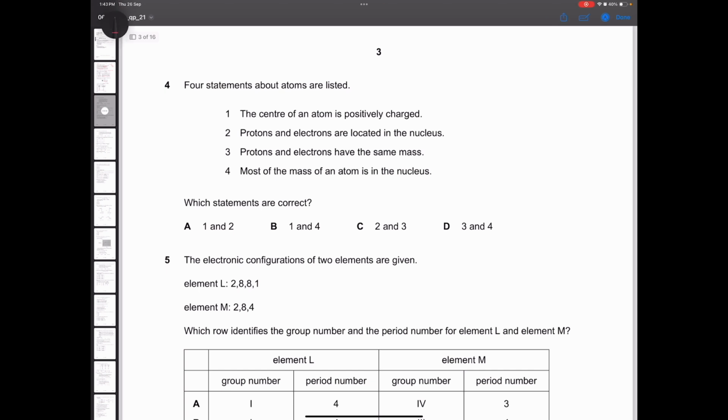Four statements about atoms are listed. The center of an atom is positively charged. This is true. Protons and electrons are located in the nucleus? No. In the nucleus, only protons and neutrons are there. Protons and electrons have the same mass. Incorrect. Most of the mass of an atom is in the nucleus. Correct. So statements 1 and 4 are correct. Which option is matching? B.